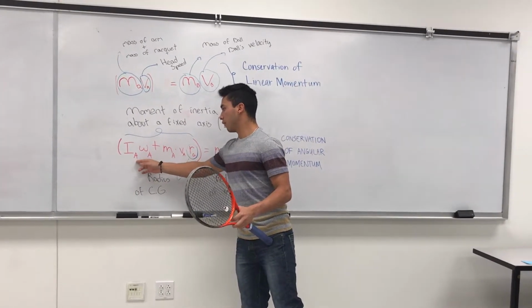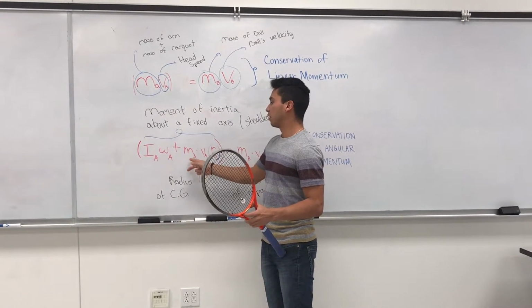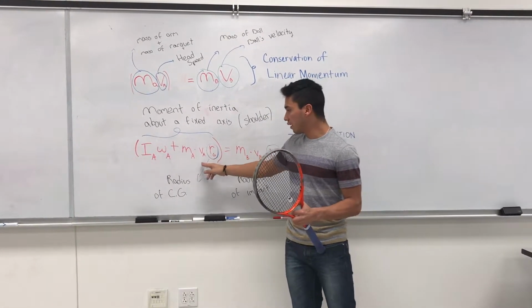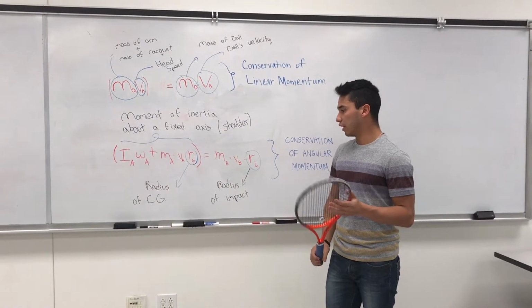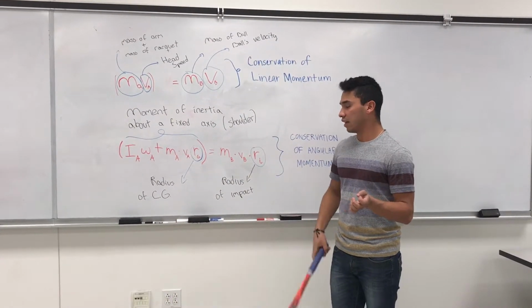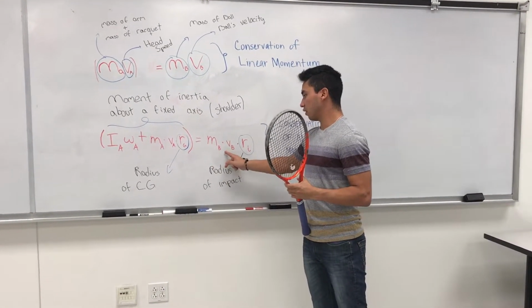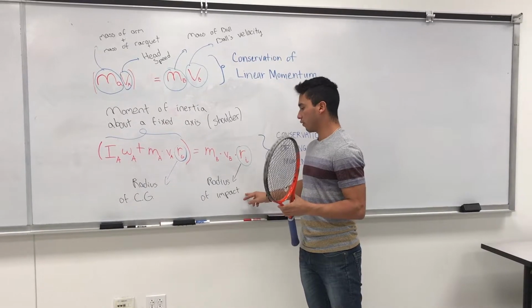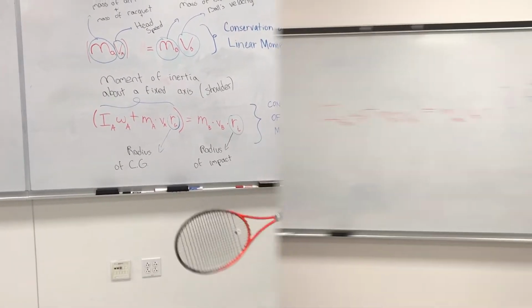this is the moment of inertia of my arm plus my racket, plus the mass of the arm times the head speed times the radius of center of gravity, which for the purposes of this test, was my elbow, which was equal to the mass of the ball times the velocity of the ball times the radius of impact, which was from my shoulder to the sweet spot of the racket.